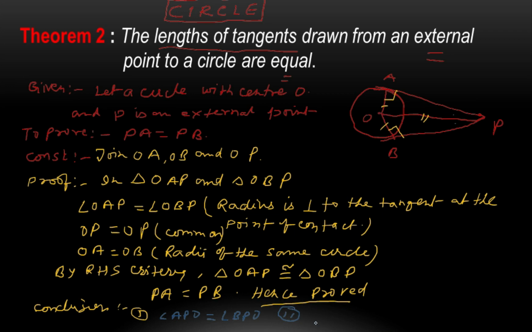And the second one: angle AOP is equal to angle BOP. This also we can use, and we can say that tangents subtend equal angles at the center.